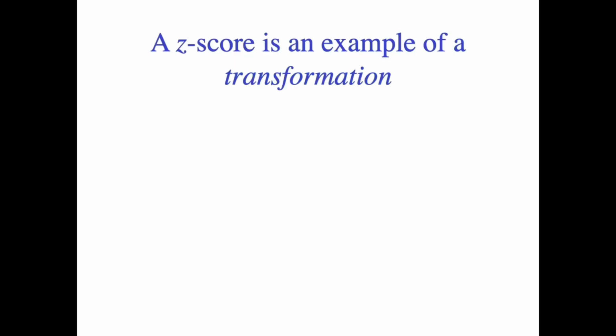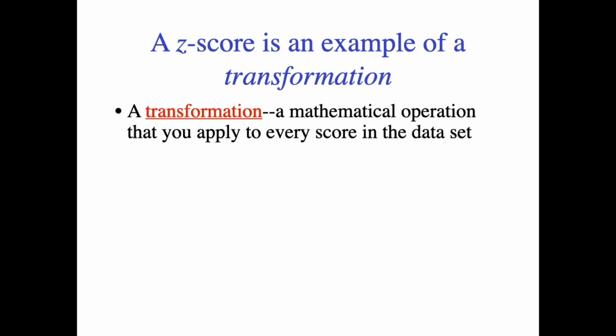So the first part, I want to talk about z-scores, and I just want to apologize for a moment that I'm an American, and sometimes I might slip and call it a z-score. So I hope it doesn't confuse you too much, but a z-score is American for z-score, so I might say that. But anyway, z-scores are an example of a transformation. And a transformation is a mathematical operation that you apply to every score in the data set.